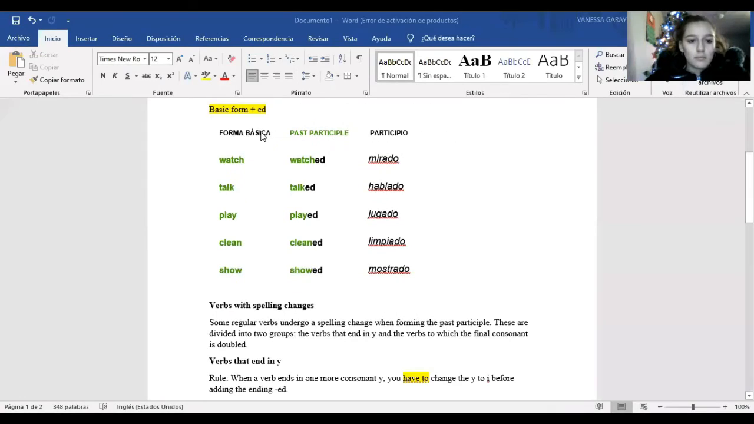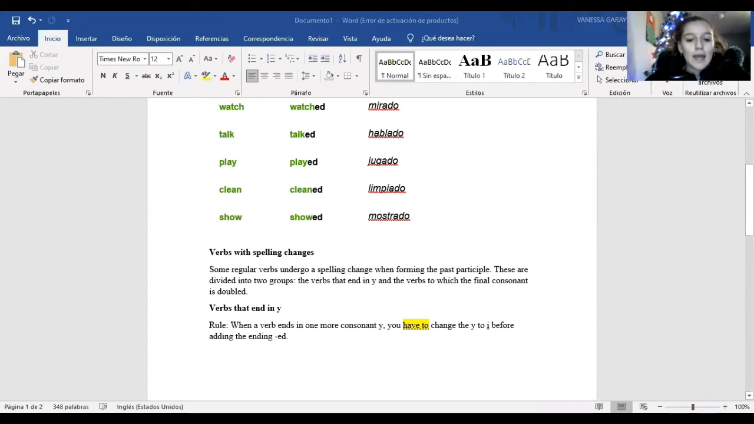The regular past participles are formed like this: basic form plus ed. Basic form, past participle, participio. Watch, watched, mirado. Talk, talked, hablado. Play, played, jugado. Clean, cleaned, limpiado. Show, showed, mostrado.